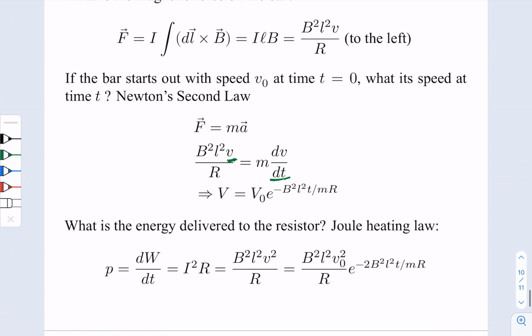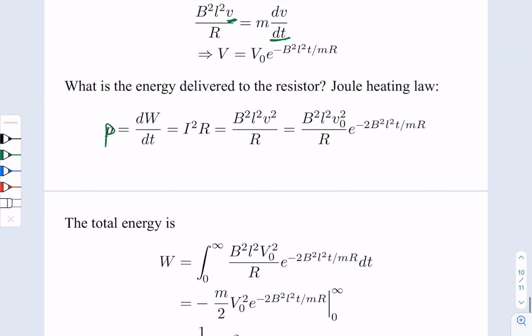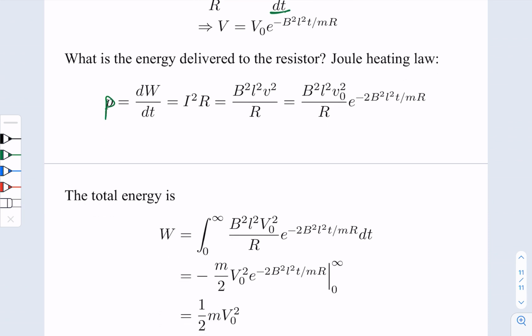So now if we calculate the power, or if we calculate the energy dissipated by the resistor, then that's simply I squared times R. So the amount of heating in unit time is also an exponential function, because the voltage is an exponential function, and so the current is also an exponentially decaying function. So now if we do an integration over the power dt, then that gives you the total dissipated energy.